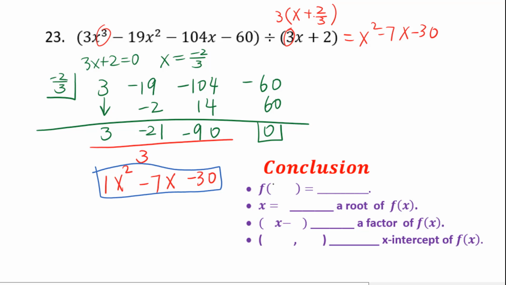Conclusion. F of negative 2 over 3 equals 0. X equals negative 2 over 3 is a root of f of x. 3x plus 2 is a factor of f of x. Negative 2 over 3, 0, is the x-intercept of f of x.